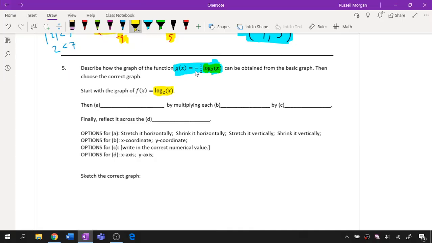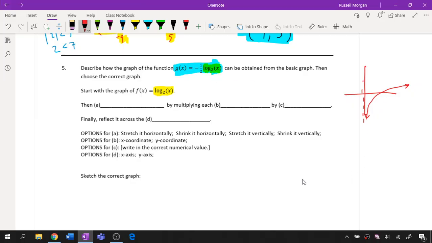So what about this negative out front, and what about this 1/2 out front? What is that going to do to the basic graph of log? Even if you don't know what the basic graph of log is. Of course, we should probably know what the basic graph of log is. It actually has a vertical asymptote here at 0, and it actually climbs up like that. It's the inverse of an exponential. Now, what happens if you stick a negative out front? Well, it's going to flip this.